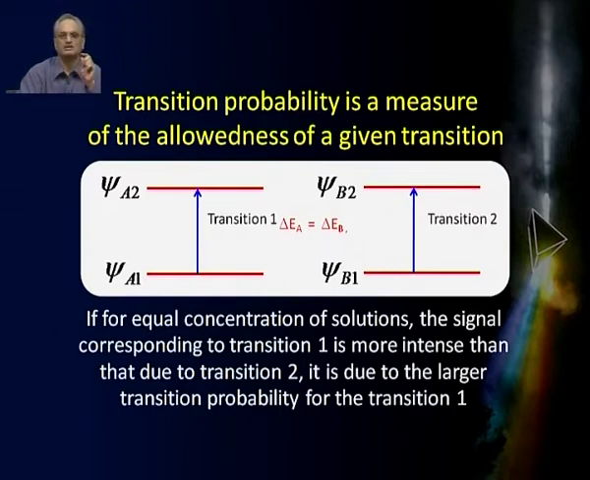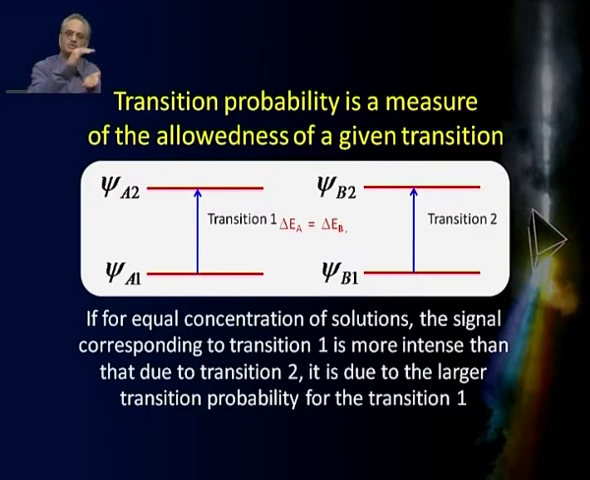Secondly, if I take equal concentrations of solution, I am ensuring that concentration does not come into the picture, because otherwise concentration is also a factor which determines the intensity. We will talk about that later. So, the signal corresponding to transition 1 is more intense than that due to transition 2. This can happen if and only if the transition probability of this transition, that means the allowedness of this, is more than that of this, because otherwise all of the factors have become constant.